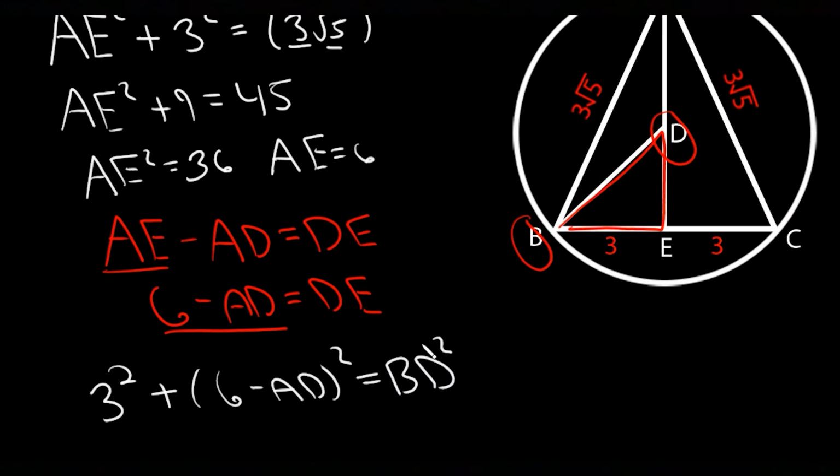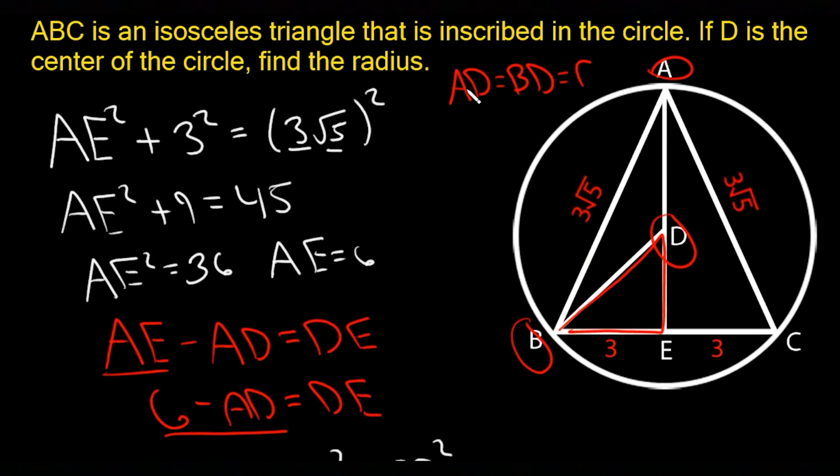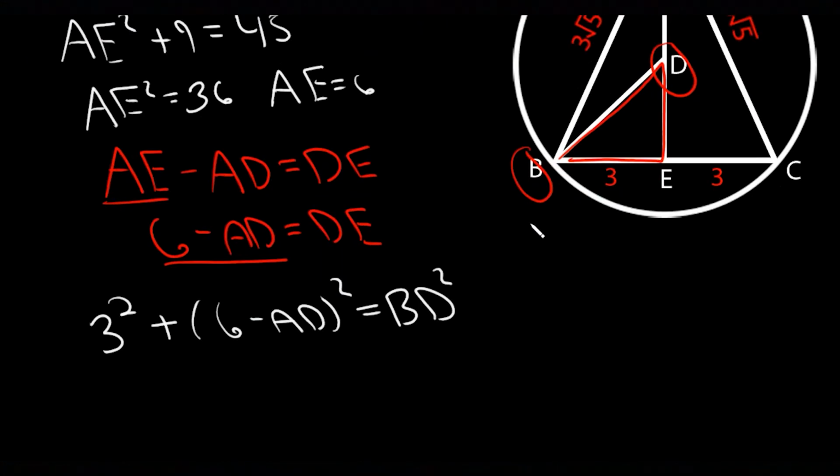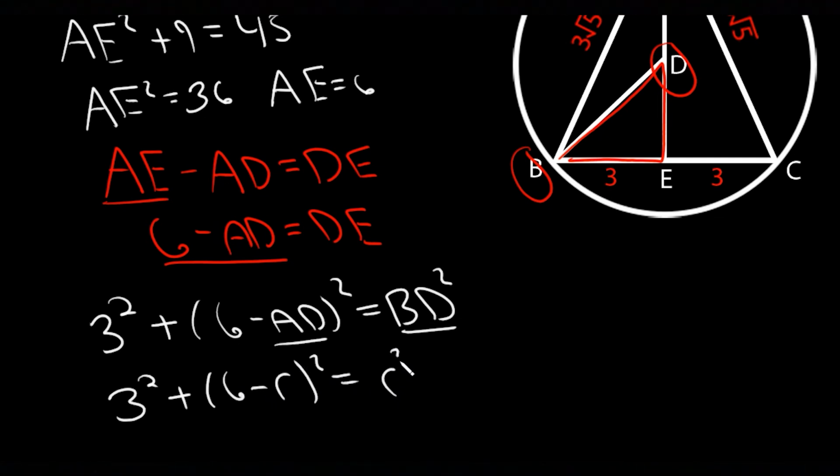Now think about it. If you go back up to what I wrote up top, we know that AD is equal to BD, which is equal to our radius. So AD and BD are both the same, and they're both equal to my radius. So what I can do at this point here, I can replace both AD and BD with R, the radius, and then I can solve for R. I'll get my radius, okay? So I'm going to say here 3 squared plus 6 minus R squared equal to R squared, okay?